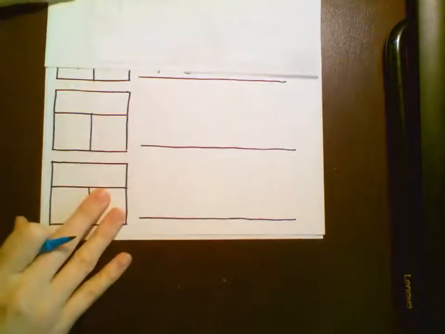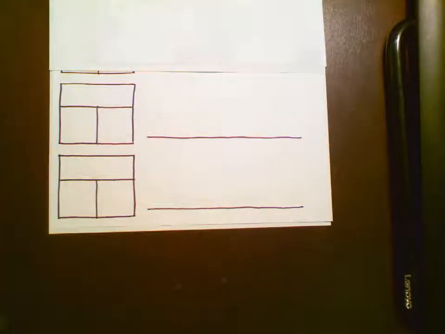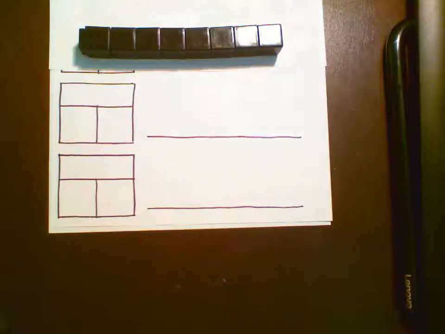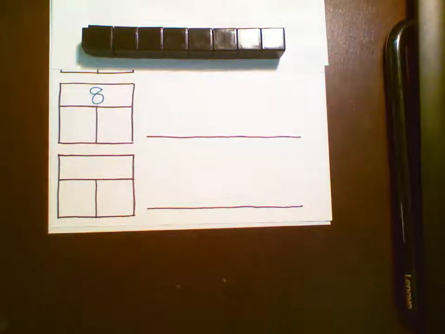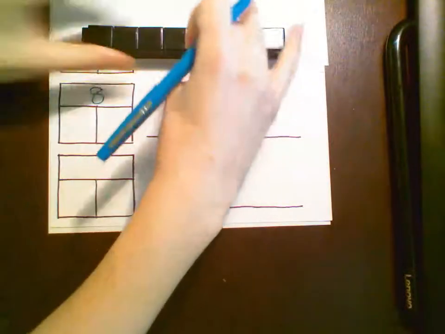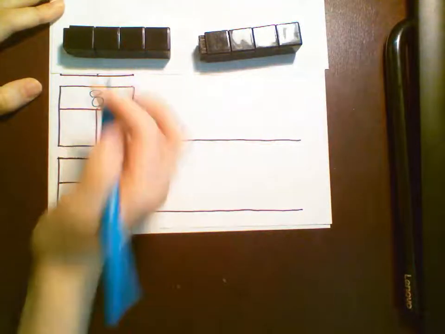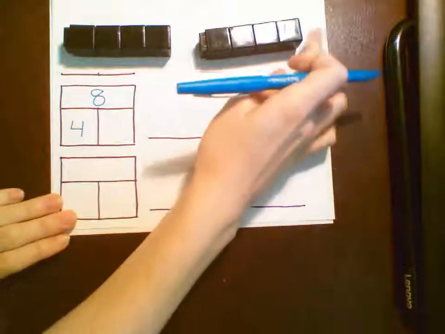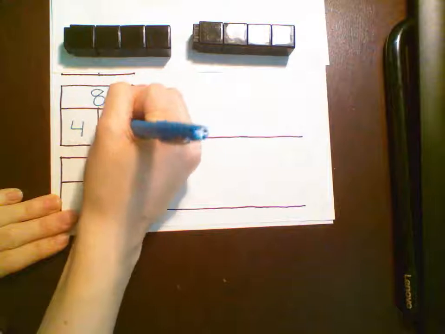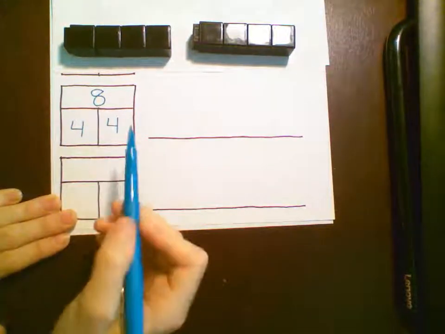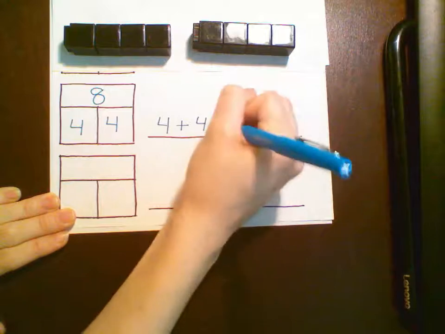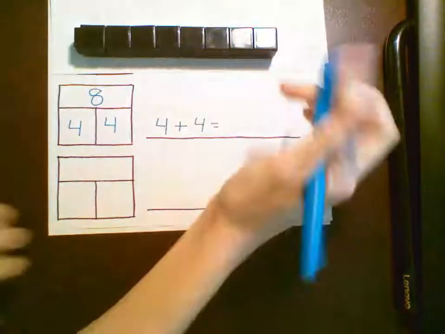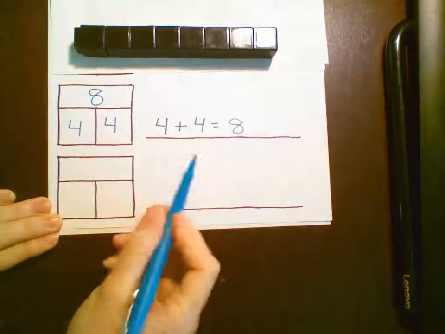Let's try it again. Let's see what my whole is now. So I'm starting with a whole of 8. And I'm going to break it into 2 parts. I have one part, 1, 2, 3, 4. And I have another part, 1, 2, 3, 4. I have a whole of 8, one part 4, another part 4. Part plus part equals whole. 4 plus 4 equals 8. I also notice I have a doubles fact.